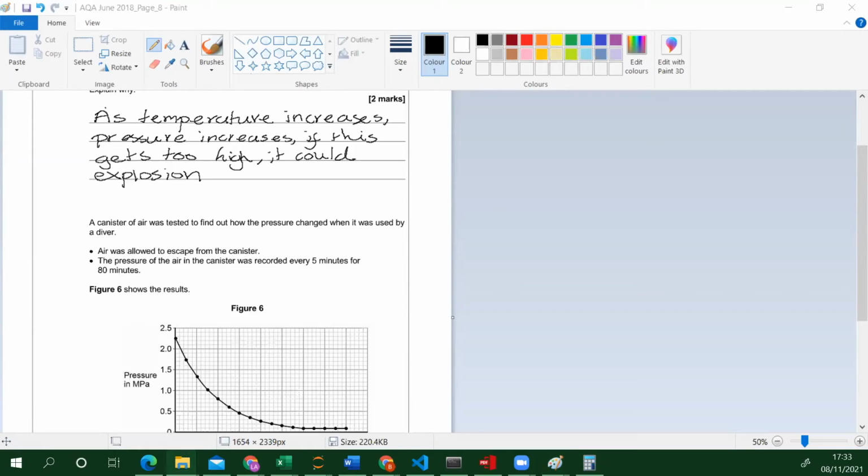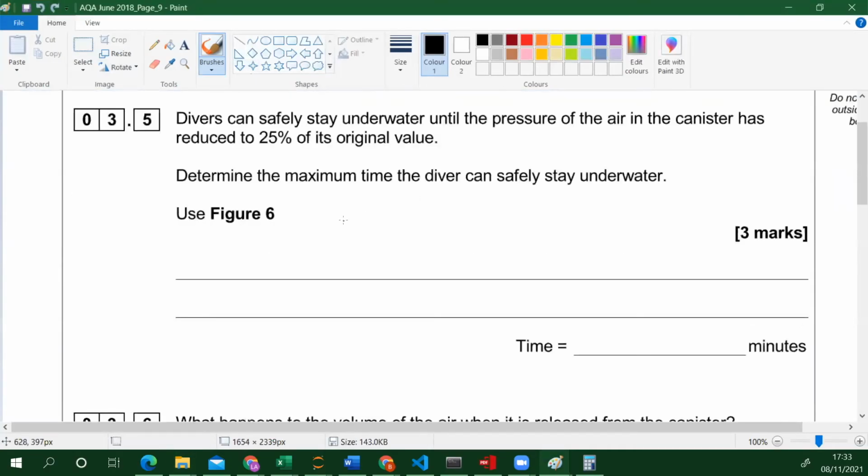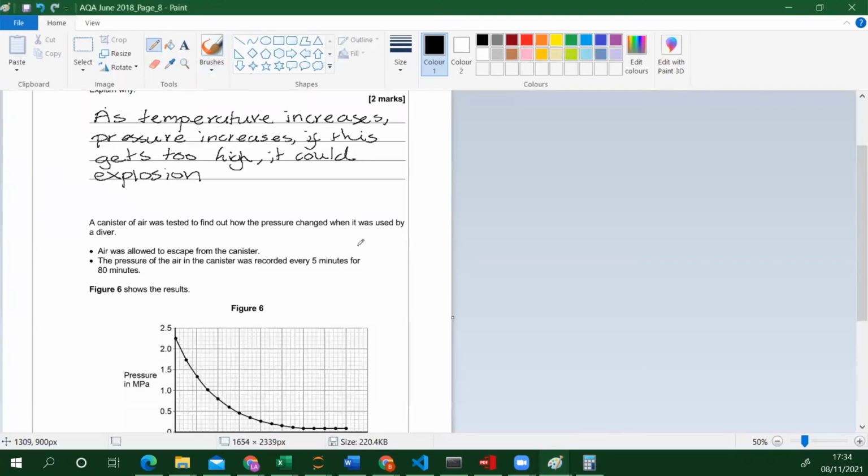I don't want each part of the video to be too long. Let's have a look at this one. Divers can safely stay underwater until the pressure of the air in the canister has reduced to 25% of its original value. Determine the maximum time the diver can safely stay underwater. Use figure 6. I'll bring that up again in a moment. We kept all the pages here.